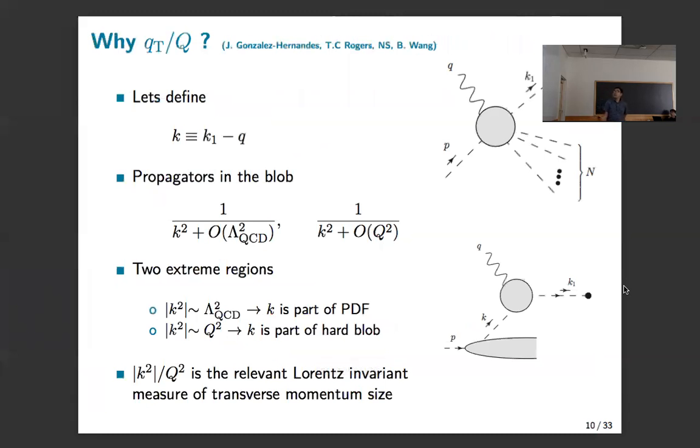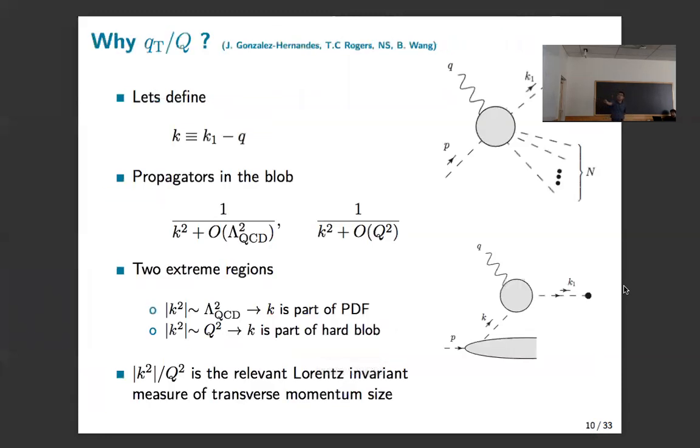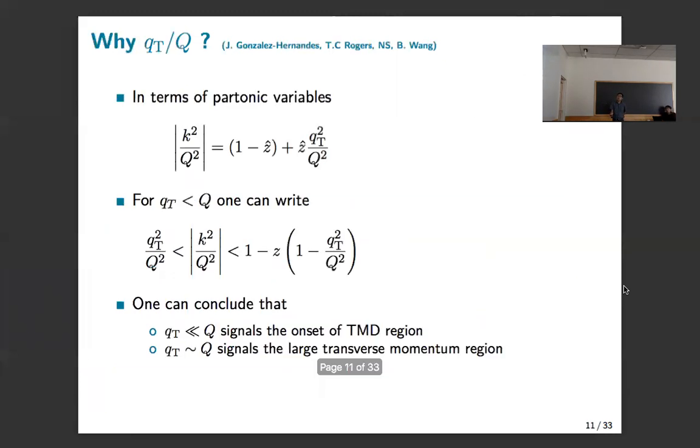I'm not going to bore you with these details, but essentially in a recent paper, we argue on some formal grounds why this is actually the relevant scale separation. The logic, which you can find in this paper more carefully, is that we consider the type of propagators that can go inside of this blob. Then one can say that it's basically the virtuality over Q squared, which is the relevant Lorentz invariant quantity that tells us how big the transverse momentum is. And we can relate this, using a vacuum level calculation, such that this ratio is basically sandwiched by QT over Q. So from here you can say that it's QT over Q that is the relevant scale separation to understand SIDIS. Again, if QT is much smaller than Q, we are in the TMD region, and in this order Q is basically large numbers.